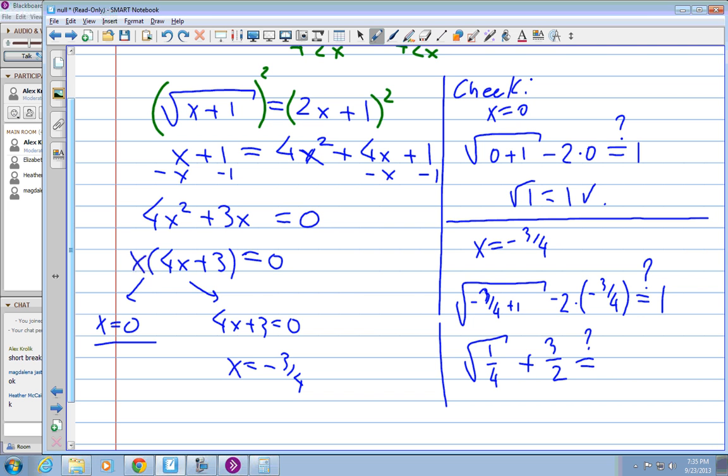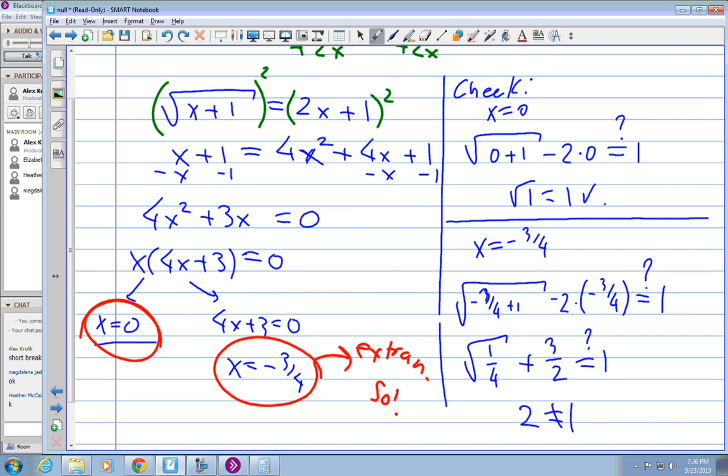Now, will that equal 1? I don't need to continue because I know that 3/2 is bigger than 1, right? And I'm adding something to it, so it's even bigger than 1. So it's not equal to 1. And if I actually continue working, the left side turns out to be 2. It's 1/2 plus 3/2. And 2 is clearly not equal to 1. So this solution is extraneous. So x equals negative 3/4 is the extraneous solution. So the only solution is x equals 0. Okay?